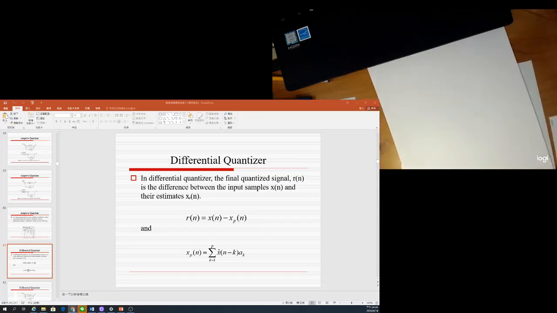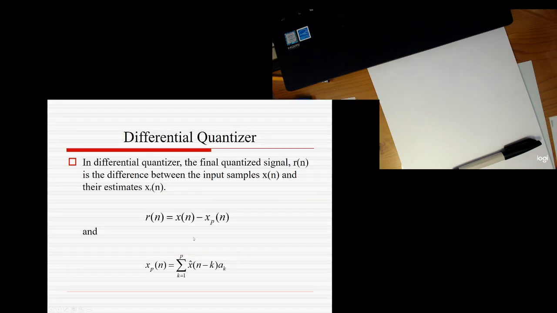First one, and following we are talking about the differential quantizer. The differential quantizer looks like we try to make a difference between the neighboring signal. So suppose, for example, here we have S of n, and SP of n is more like a prediction.